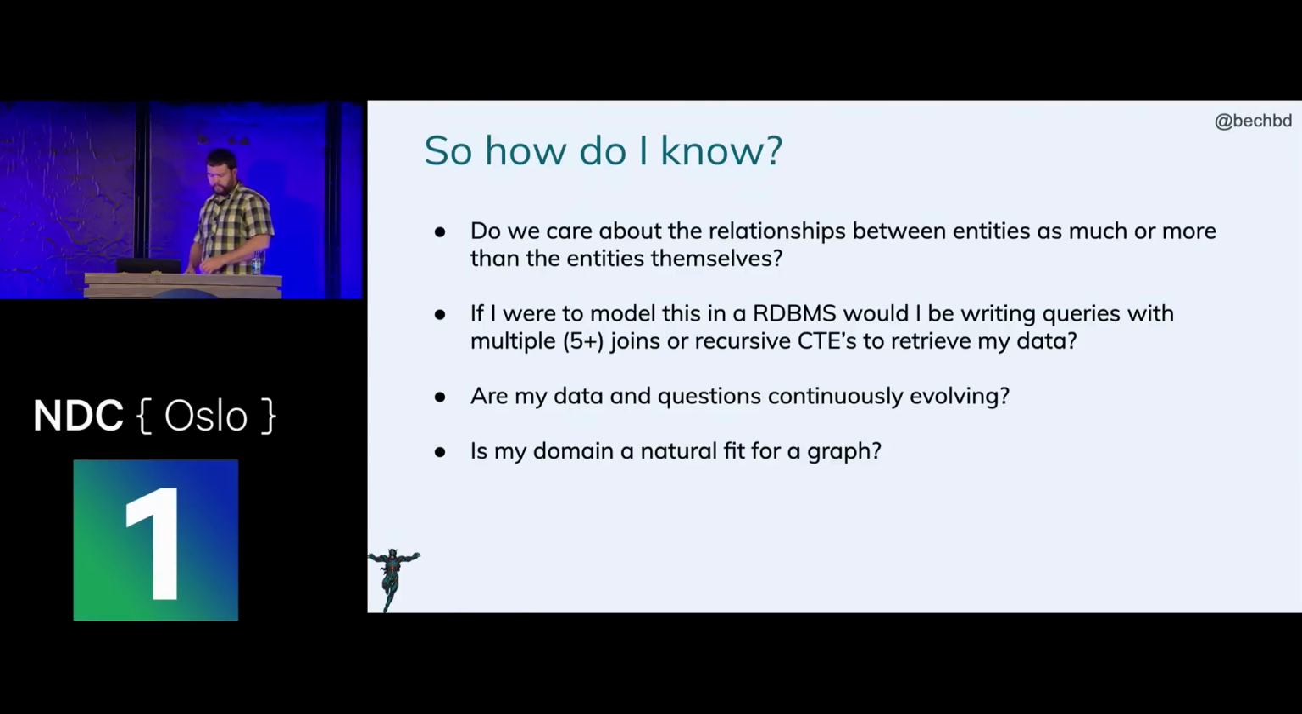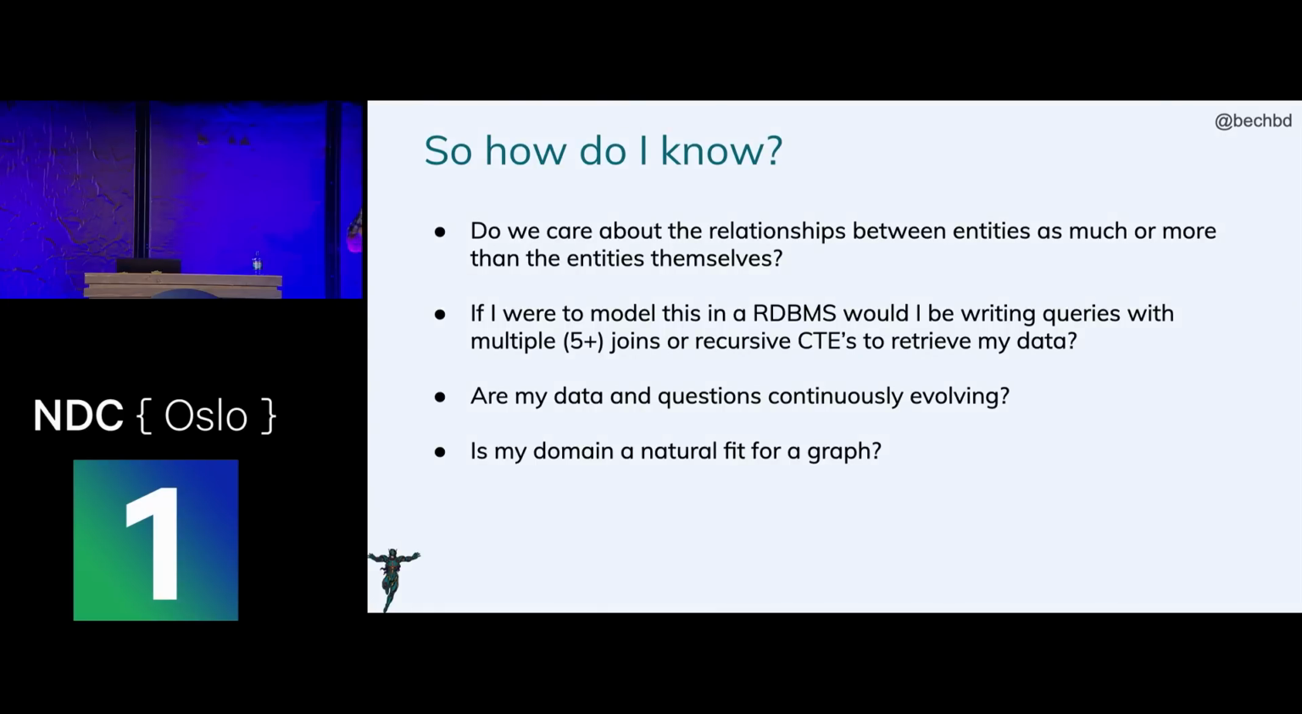So how do you know if you have a graph problem? I like to look at these 4 questions, and they're basically ranked in order of importance as far as I'm concerned, with the most important one being at the top. The most important question is really, do you care about the relationships between entities more than the entities themselves? If you do, that's usually a really classically good example of a problem that a graph database is likely to help you solve.